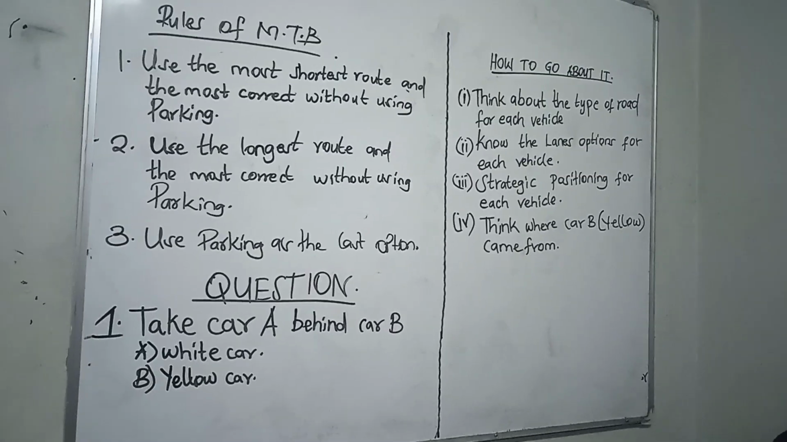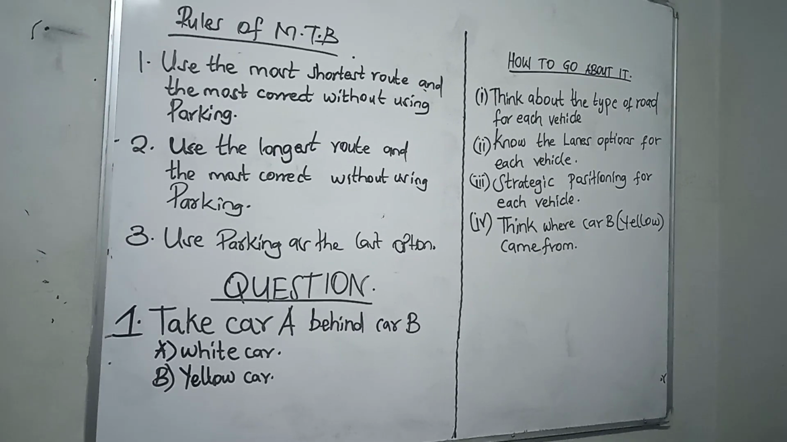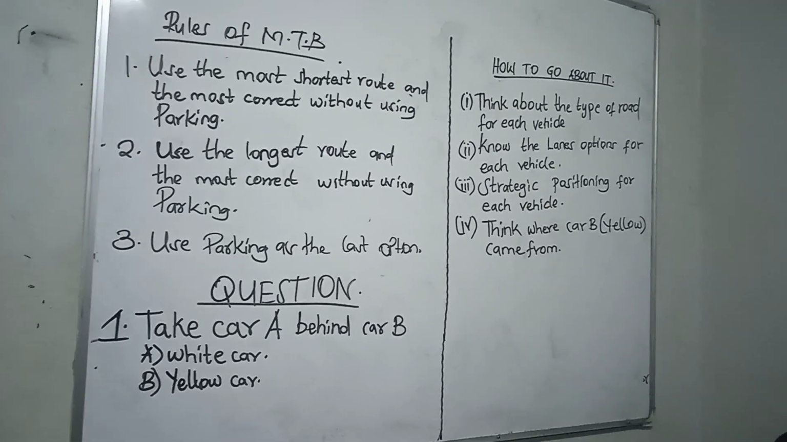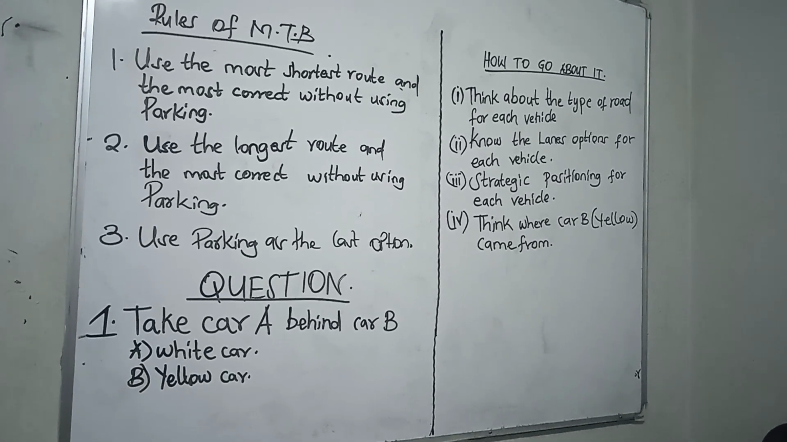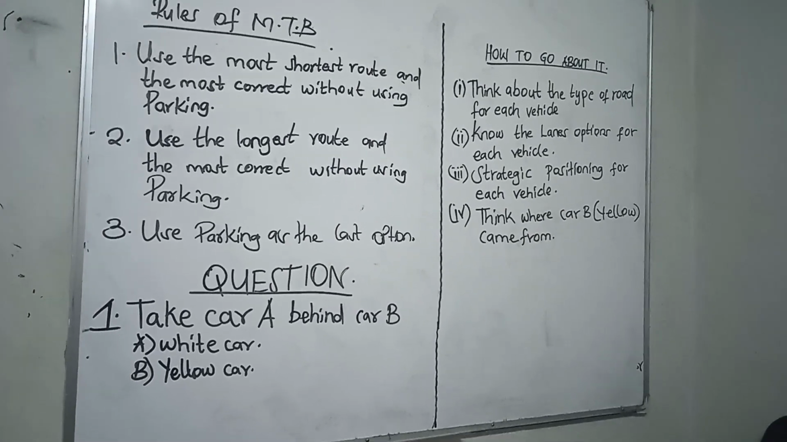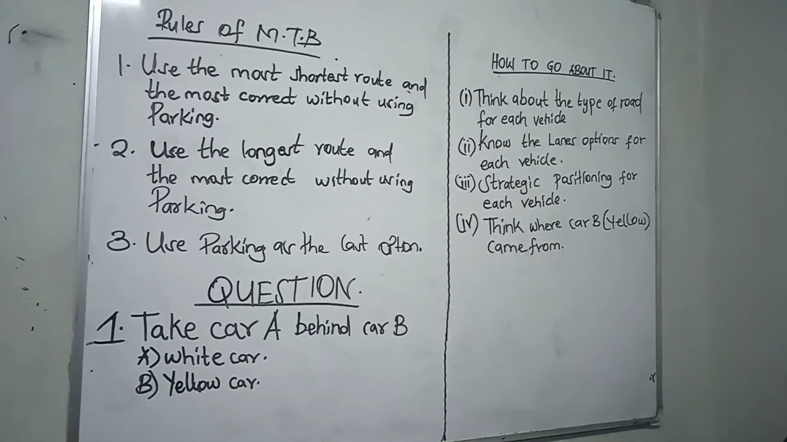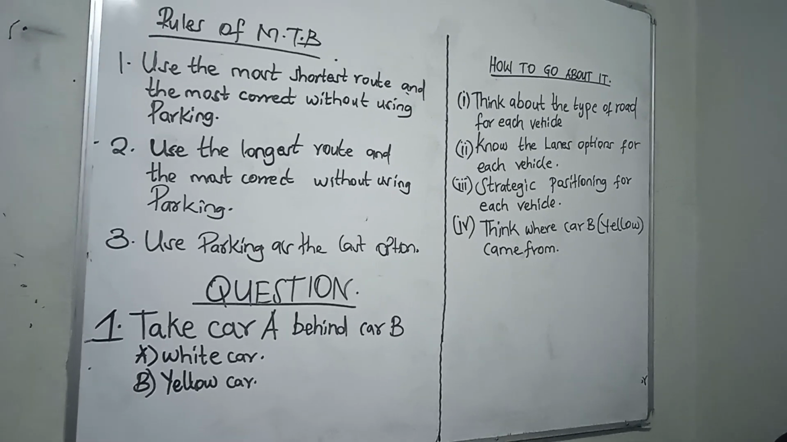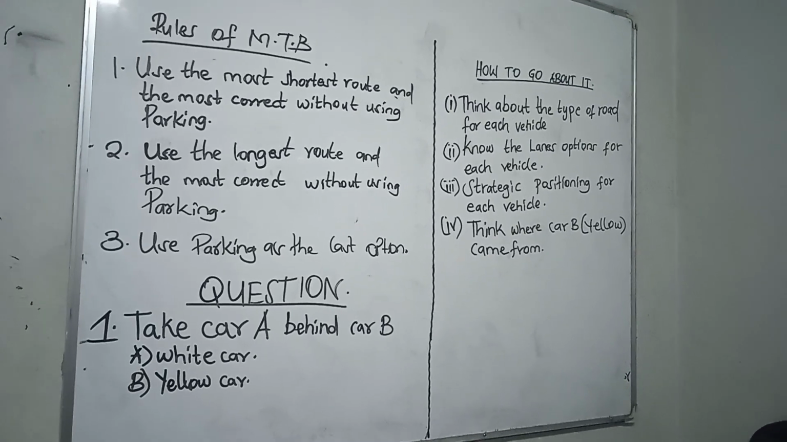The first rule, as you can see on my board, is use the shortest route and the most correct without using parking. The second rule, use the longest route and the most correct without using parking. And then rule number three, use parking as the last option. How do we apply these rules? These rules apply when tackling the model town board question.